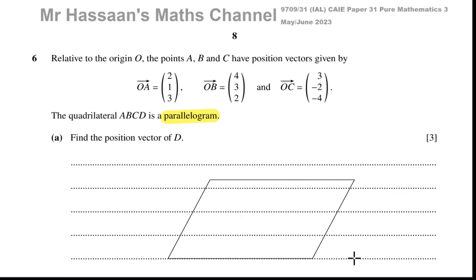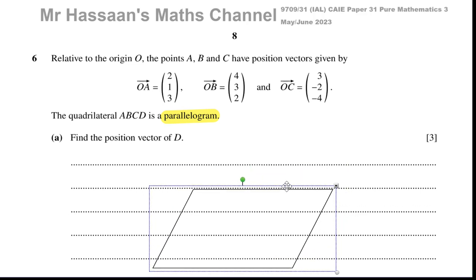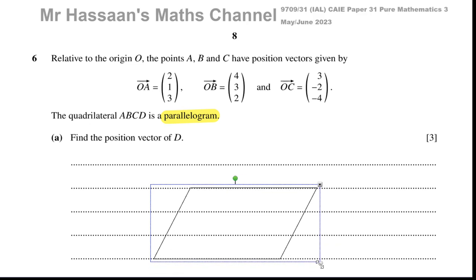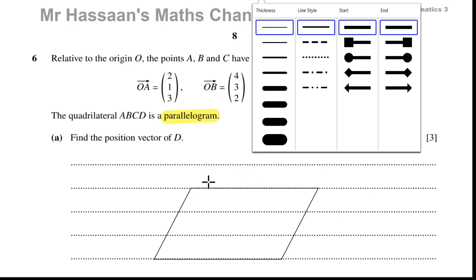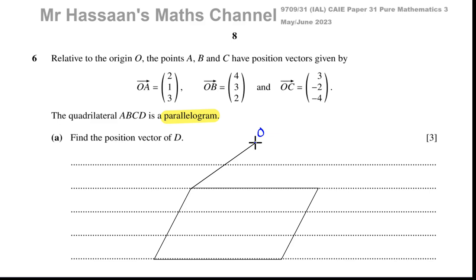So this is the parallelogram I'm drawing. Let me make it so that it fits with these lines better. Okay, so here's a parallelogram. I'm going to call this point O. I can just choose a random point, call it O, and I'm going to draw lines from O to each of those four corners.